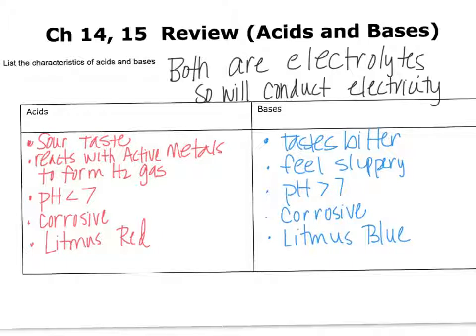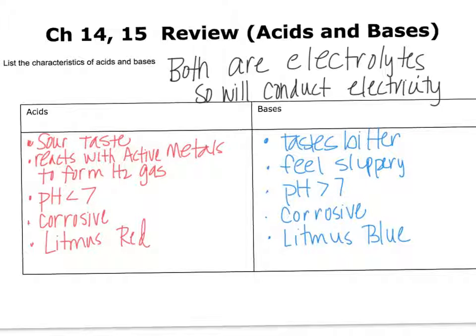They react with active metals to form hydrogen gas. If you remember, we did the lab where we put magnesium in the little metal cages, and we put the magnesium in the hydrochloric acid, and it bubbled, and we collected the gas in the tube. Well, the magnesium was an active metal, but we put it in a copper cage, so copper wouldn't be an active metal with acids because it didn't dissolve. pH is less than 7. Acids are corrosive, and they will turn litmus paper red.